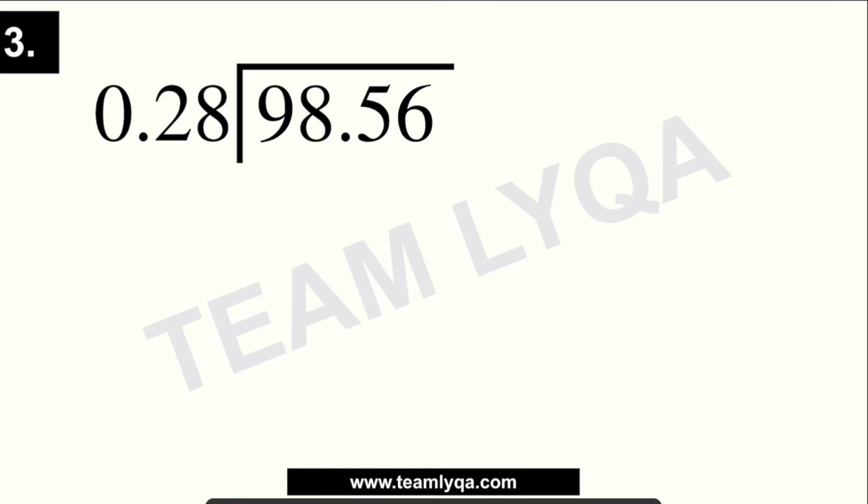Now, number 3 na tayo. You have 98.56 divided by 0.28. Okay, anong gagawin natin? Again, move the decimal point. 1, 2. 1, 2. Okay. Tapos, i-divide na lang natin siya.